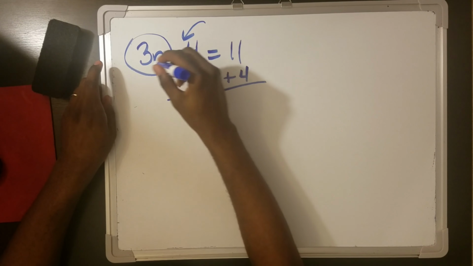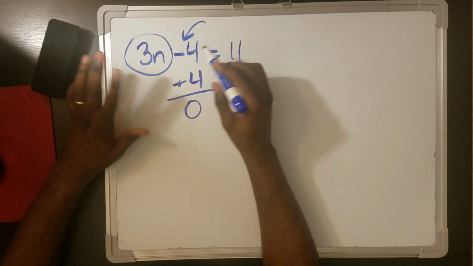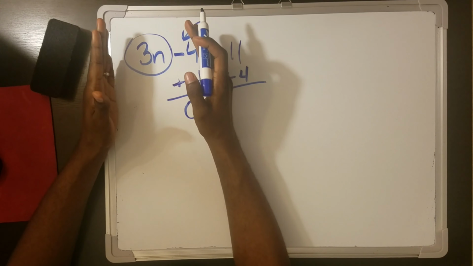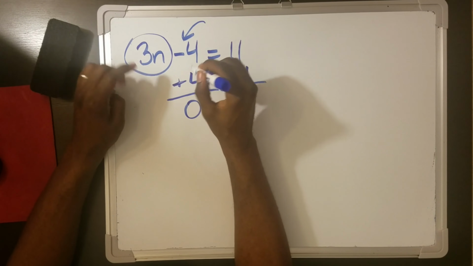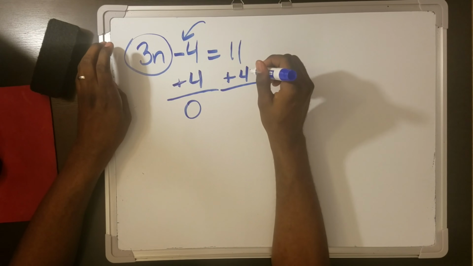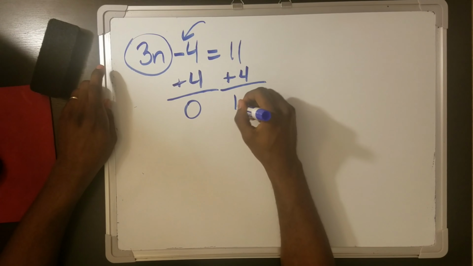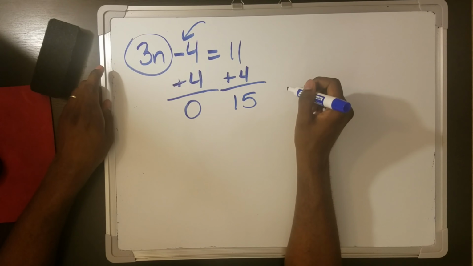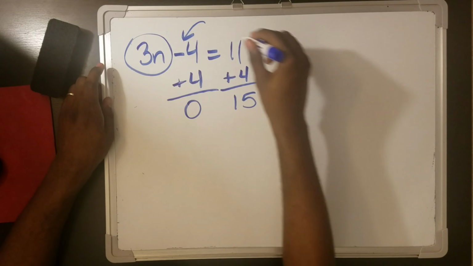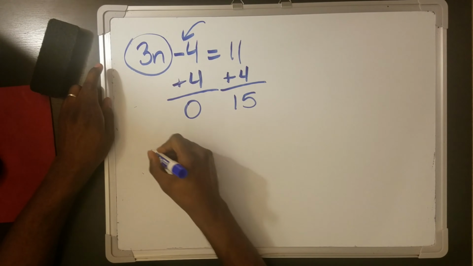So if you add a 4 to this side, and remember, you only have to do it once. It's once per side. So if you add 4 to this side, you're going to add 4 to this side. 11 plus 4 is 15. So now we're going to rewrite this with our new numbers.